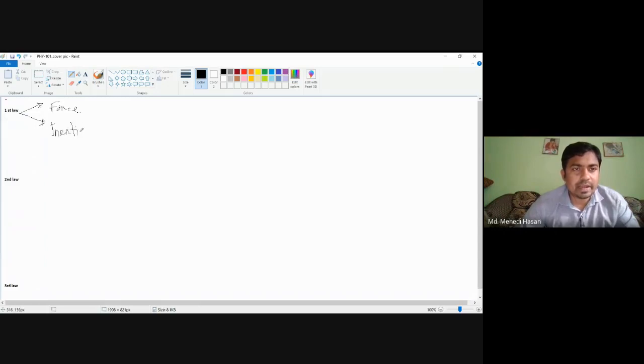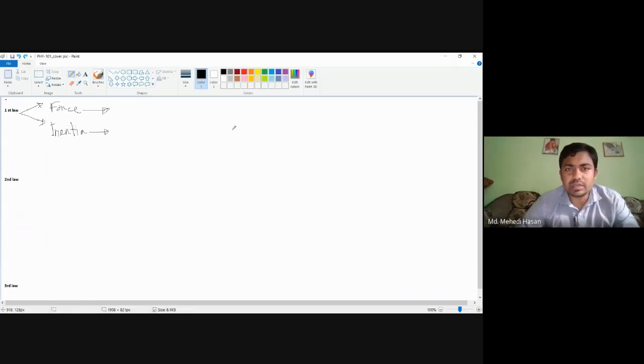So do you have any idea about force and inertia? What is force and what is inertia, or the definition of force or inertia? Or what is the statement of Newton's first law? Okay, so Newton's first law states that if no external force is applied on a system, then the motion of the system will remain the same.